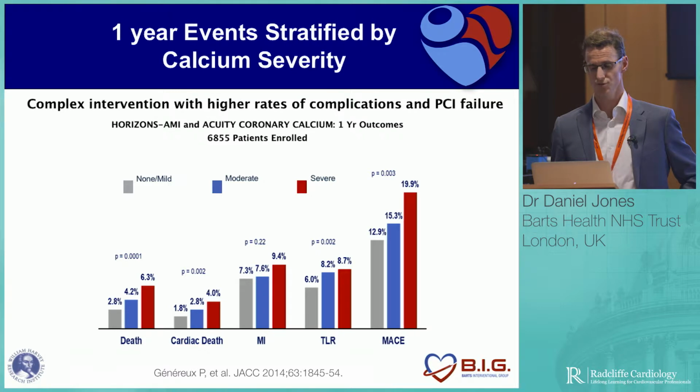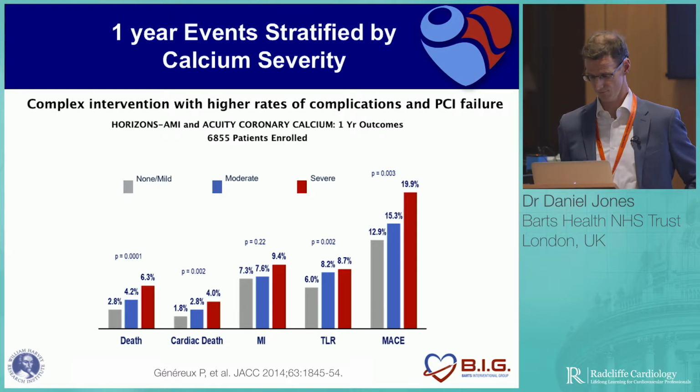I've picked out 2, because otherwise I'd be here all night. This is an analysis from 7,000 patients from the combined analysis of the Horizons AMI and Acuity randomized trials. They weren't powered or designed to look at calcification, and it's a post hoc analysis. But in these 2 trials, patients with severe calcification had significantly higher rates of adverse cardiac events and mortality at 1 year compared to patients with either moderate or no calcification.